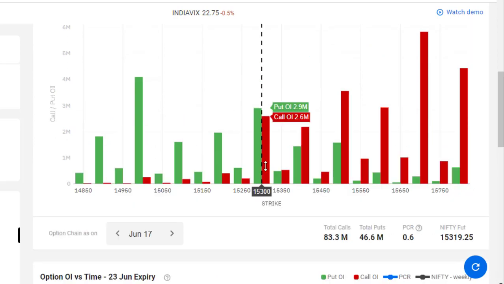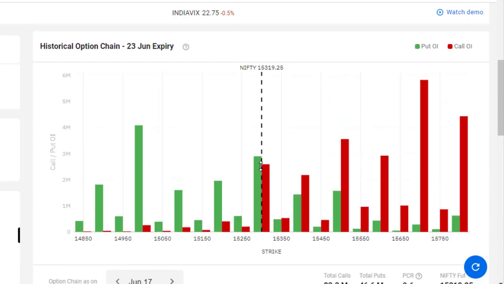So if tomorrow the call option writing increases at the 15,300 level, the put option open interest will naturally start coming down, and it can easily break these levels and keep coming down. So this is crucial data which you can analyze in live market hours to understand where the next support or the next resistance is.